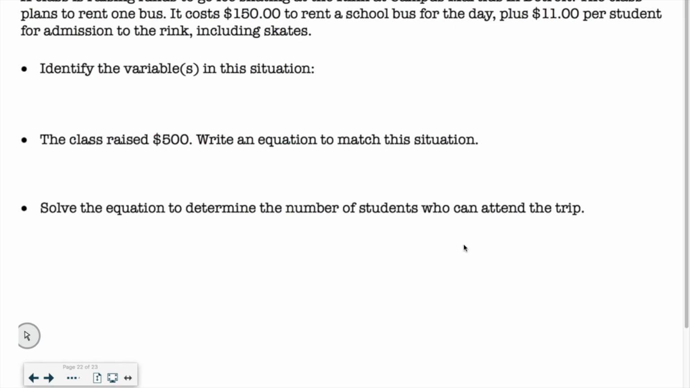All right, the word problem. A class is raising funds to go ice skating at the rink at Campus Martius in Detroit. The class plans to rent one bus. It costs $150 to rent a school bus for the day, plus $11 per student for admission to the rink, including skates. Identify the variable in this situation.